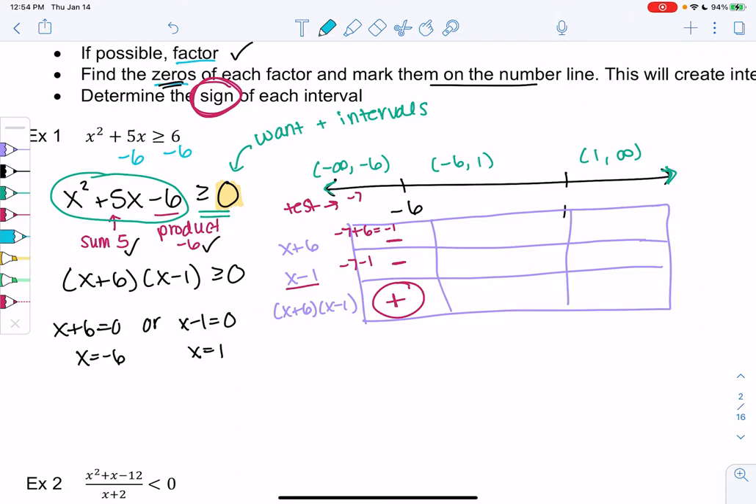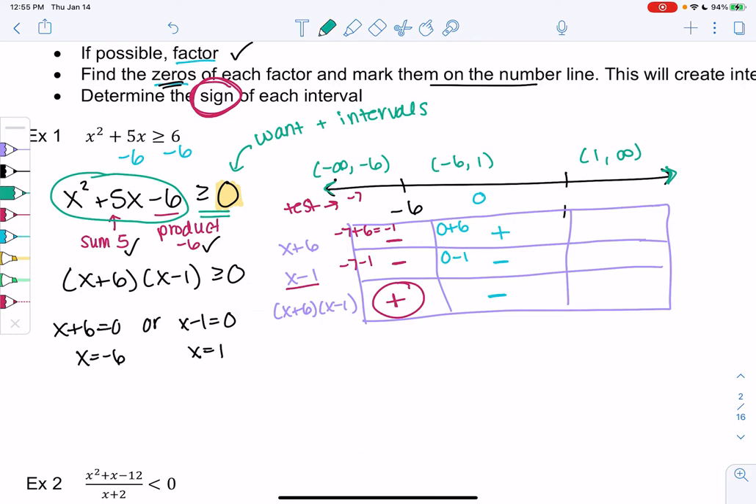Let's pick the next interval. The next interval is negative 6 to 1, so I pick something in between. I could pick negative 5 or negative 4. I really like 0 because 0 is really easy. You can pick any number and you'll get the same results. So 0 plus 6 is positive 6, so we'll just write a positive. 0 minus 1, we just subtract, and we get negative 1, or negative. And you multiply a positive and a negative, and the whole thing is negative on this interval.